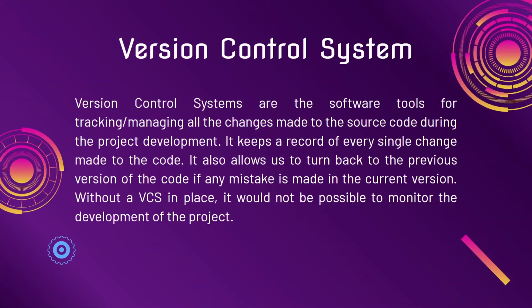Likewise, we can keep track of our project in the form of versions. We can make a minor change to the version, then change the version to the next level. That's why we use version control system. It helps us manage our project. It keeps a record of every single change done to the code, and it allows us to turn back to the previous version of the code in case we make any mistake in our current version.